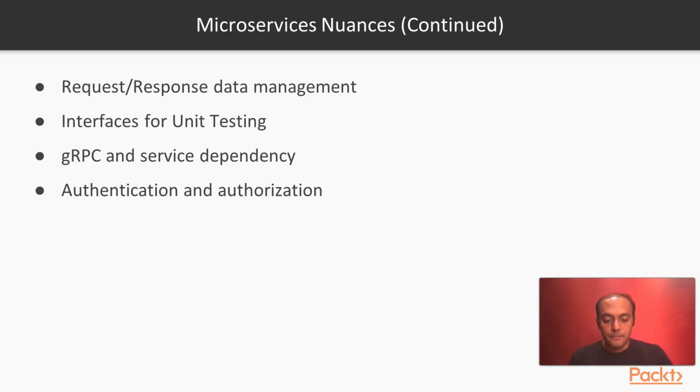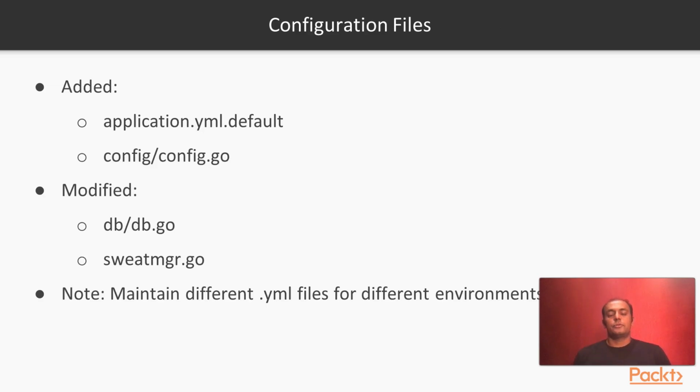So let's get started. First and foremost, let's see how we can work with configuration files. It is important that we maintain different configuration files for different environments. That's why we'll see how we've added an application.yml.default. Now, I'm sure most of you already know what YML is, yet another markup language, and it's just easily readable. We'll add a new package called config, in which we will use this configuration from this file or from the environment and configure the entire system.